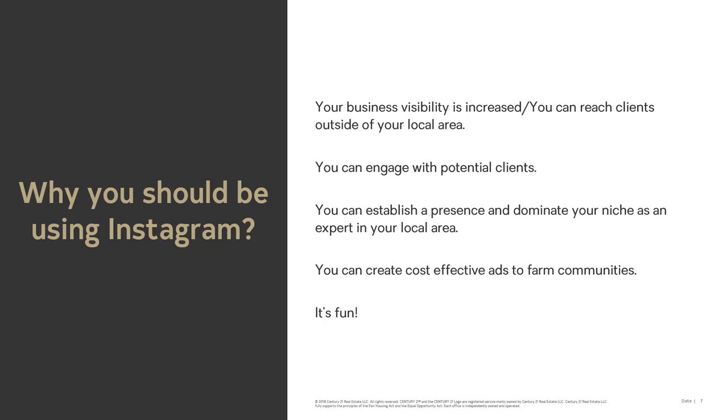Why should you be using Instagram? Well, first thing, visibility. When you use Instagram to post content, more people outside of your sphere of influence can see what you post. When you use Instagram technology such as hashtags or tagging your location, people that aren't already following you can see your content. You also can engage with others by allowing people to comment on your photos and videos and you commenting on others.